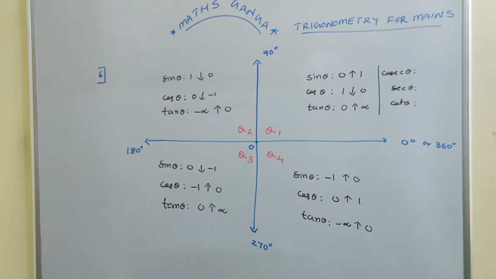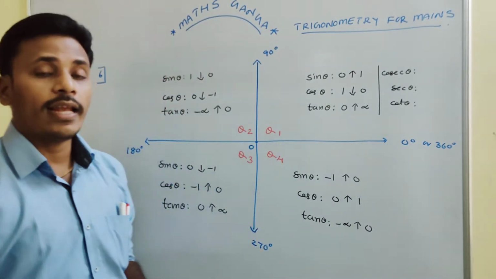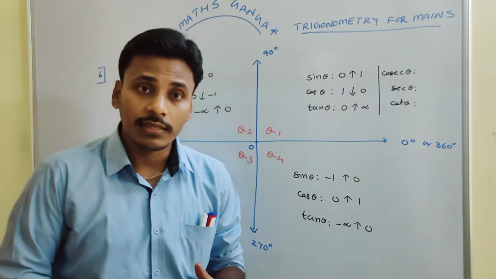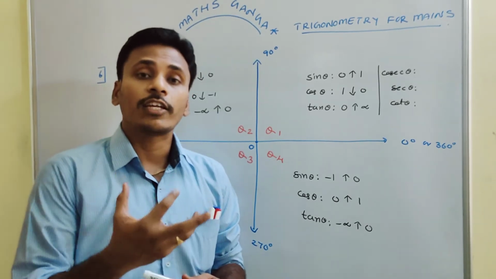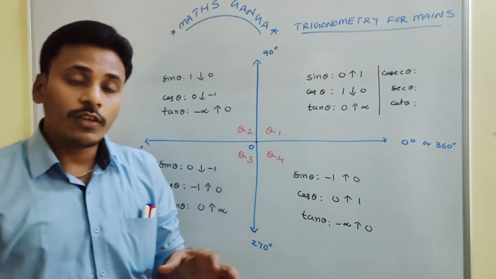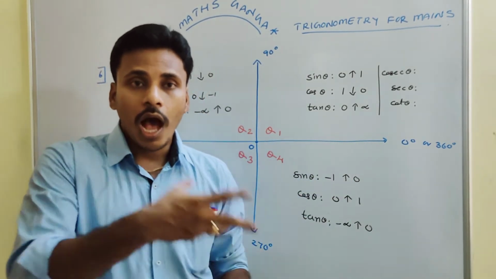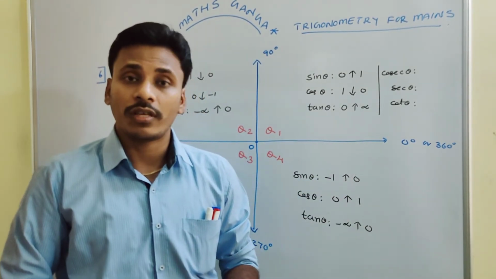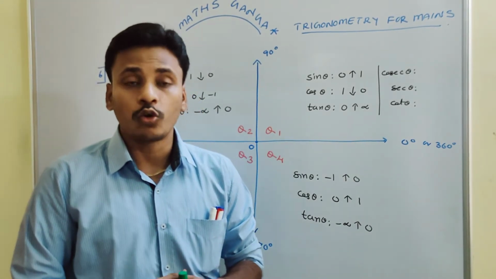Now look at the board. The 6th conceptual idea of trigonometry for mains. If you look there, this conceptual idea tells us where the trigonometric functions are increasing and where they are decreasing. In the sense, in which quadrants the trigonometric ratios are increasing and in which quadrants they are decreasing. I think you are aware of the increasing and decreasing nature, how to discuss it, right?